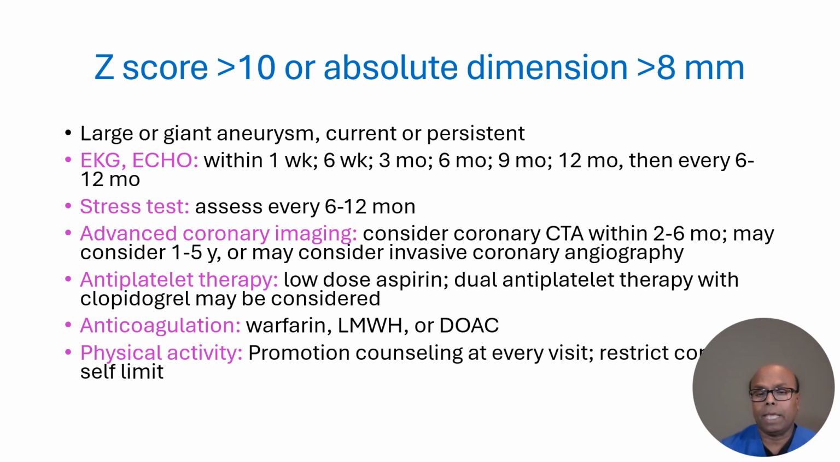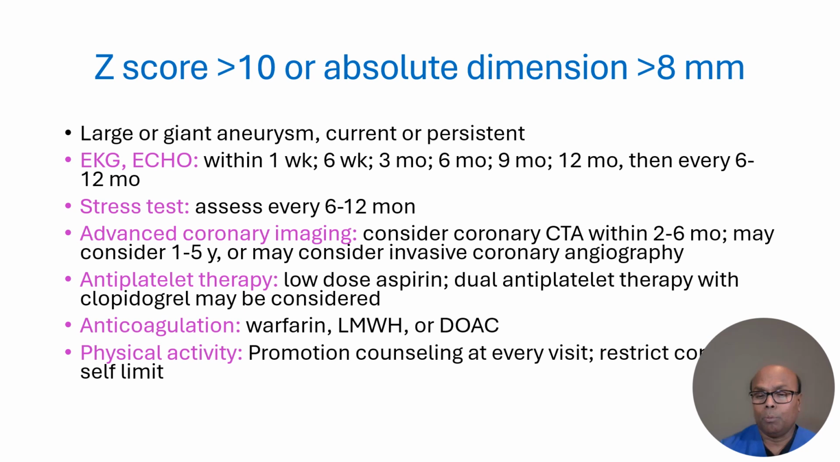Those are large. Again, there are 4 categories within these subcategories. A large or giant aneurysm, current or persistent. In these patients, echo needs to be done at 1 week, 6 weeks, 3 months, 6 months, 9 months, 12 months, then every 6 to 12 months. Stress tests need to be done every 6 to 12 months. Consider coronary CTA within 2 to 6 months. May consider, at 1 to 5 years, invasive coronary angiography.